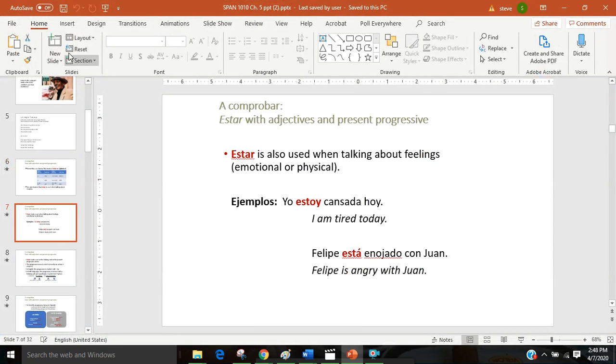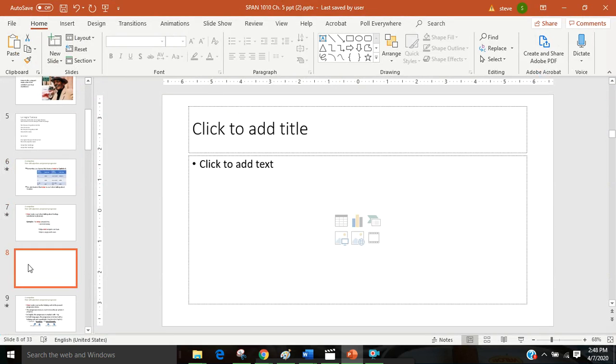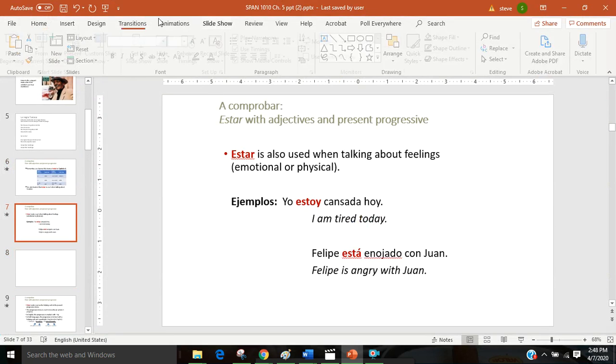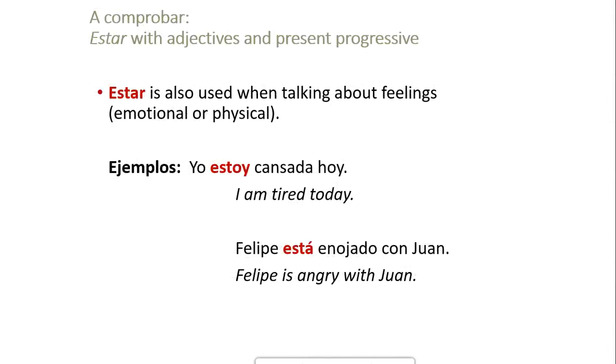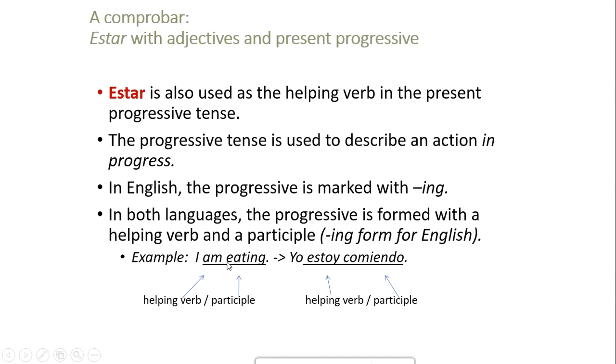Okay, another function that we've learned for, momentito, uses of estar is to talk about feelings. Por ejemplo, yo estoy cansado hoy. Felipe está enojado con Juan. So condition and location is what we've been looking at. Now we're going to look at a third function.